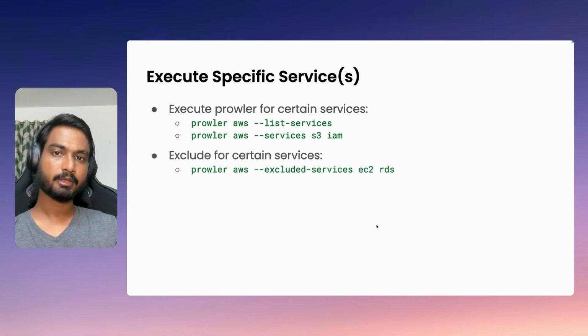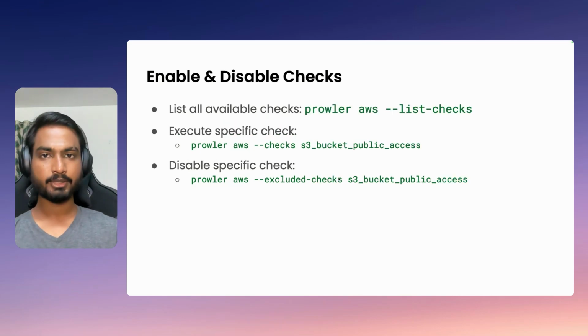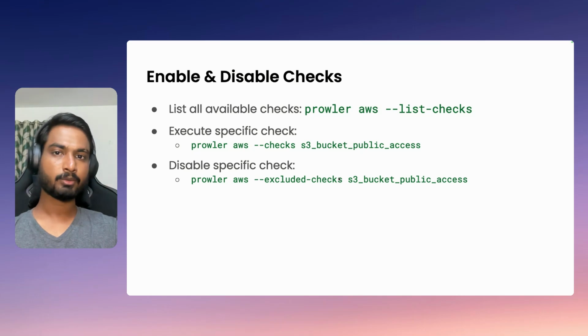Coming back to the presentation, there's an option to do the opposite of it. You could check for all the services, excluding a few services. For example, this command will execute all the checks for all the services, excluding EC2 and RDS. Now let's talk about individual checks. In the previous video, I've already given a glimpse of how it would look. You could list all the checks. There were around 300 checks. And to execute an individual check, you can just use prowler aws --checks and the check name, the exact name that you can get from this output.